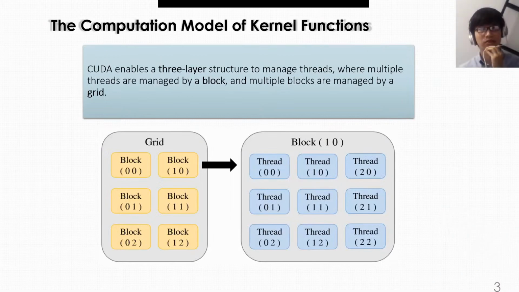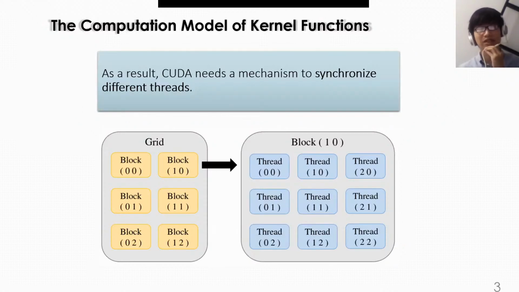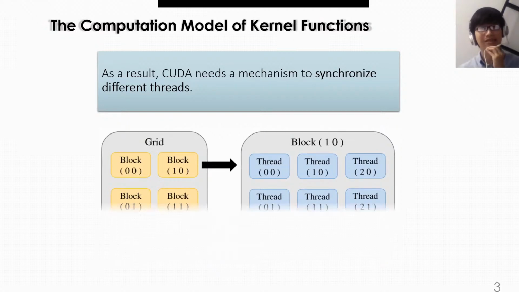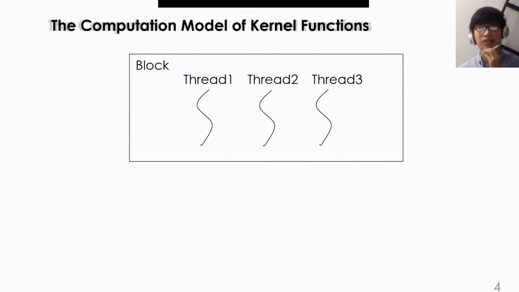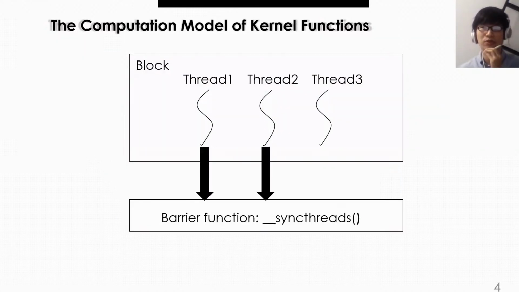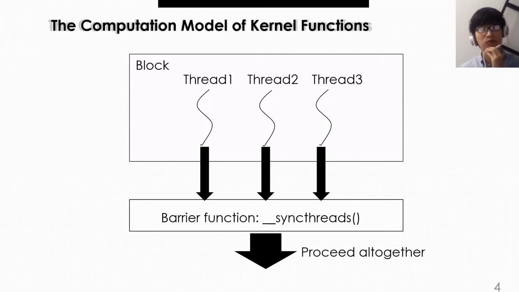CUDA enables a three-layer structure to manage threads, where multiple threads are managed by a block, and multiple blocks are managed by a grid. As a result, CUDA needs a mechanism to synchronize different threads. CUDA provides the barrier function __syncthreads to synchronize block-wise threads, where it waits until all threads within the same block have reached the executing command. We have an example here. The barrier function prevents a thread from executing unless all threads within the same block have reached the same barrier function, as we can see here. When these three threads within the same block have reached the same barrier function, they proceed all together.